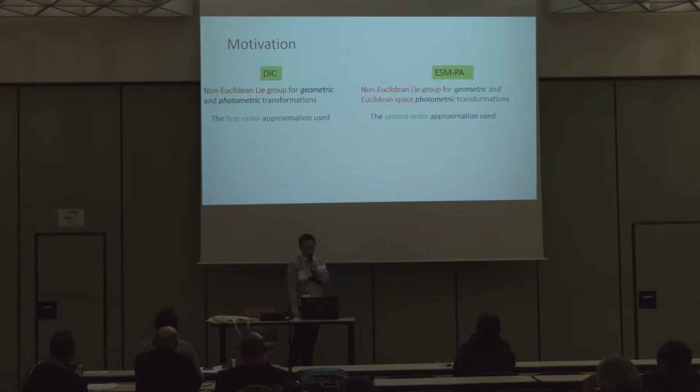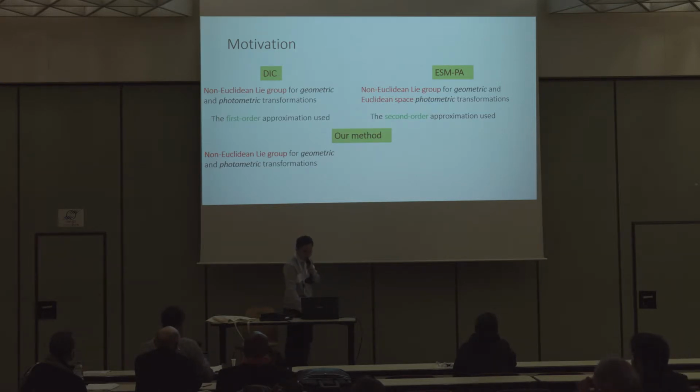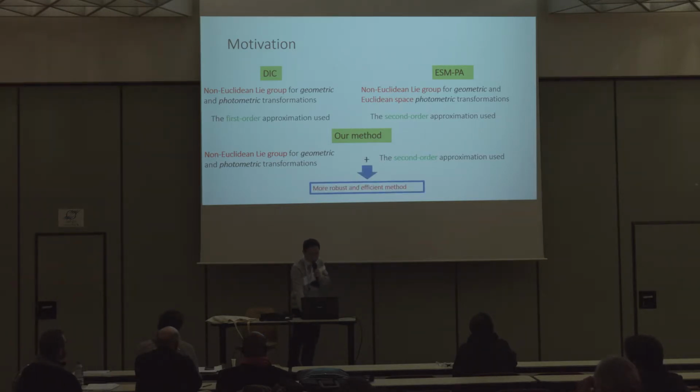Our work is motivated by the DIC and ESM algorithms. DIC models both the geometric and photometric transformations in a non-Euclidean Lie group. Only the first order approximation is used. In the ESM algorithm, the geometric transformation is modeled in a non-Euclidean Lie group. However, the second order approximation is used. In our method, we combine the advantages of these two methods. We model the geometric and photometric transformations in a non-Euclidean Lie group and use the second order approximation. This results in a more efficient and robust method.